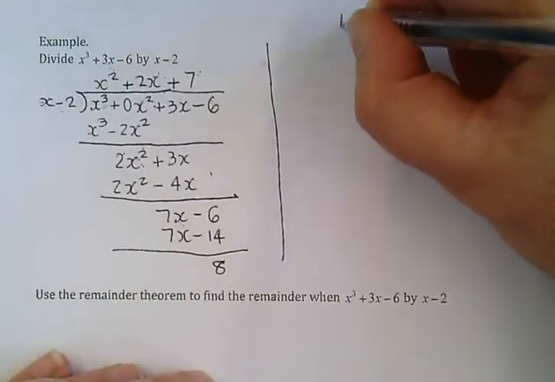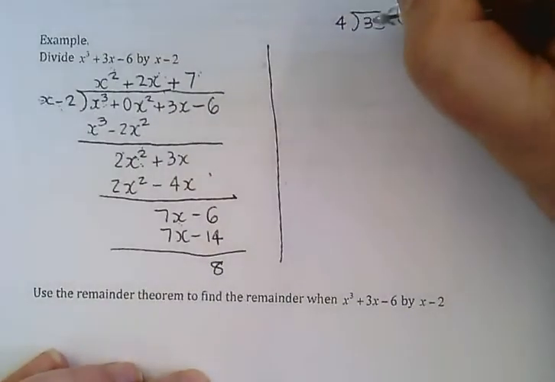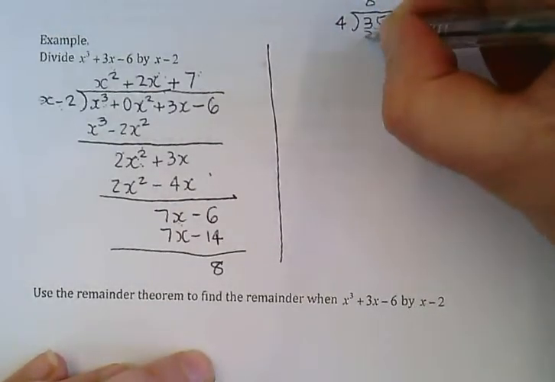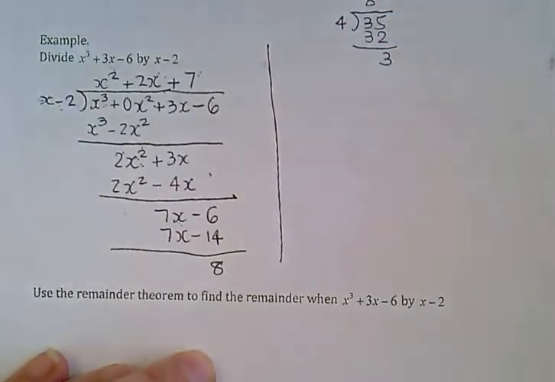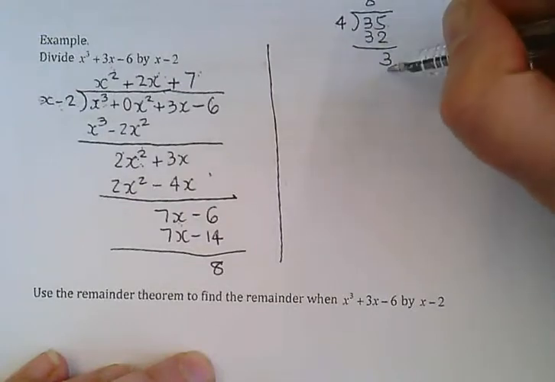If I've got, say, 4 into 35, what does that equal? I'll do this with long division. 4 goes into 35, 8 times, 4 times 8 is 32, and you subtract. That's how you do a long division.